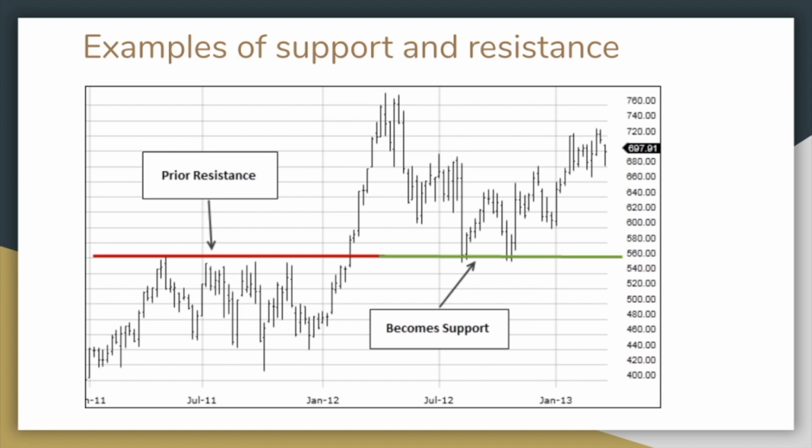Now, this is an example of support and resistance, how resistance can become your support, or support can become resistance. Over here, before the stock broke out to the upside, we had these levels here playing key resistance. As it broke to the upside, those resistance levels became support, right? You could simply do it like that.